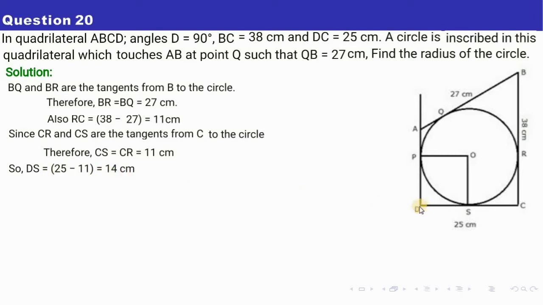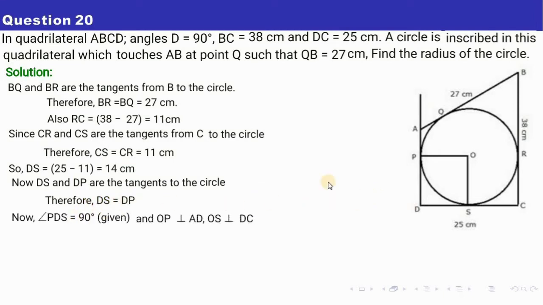Now from D there are two tangents if you see properly, that is DP and DS, and both will be of equal length. So that's why DS and DP are equal and both will be equal to how much? 14 centimeter. Okay, now we know that angle D is 90 degree, right? It is given that angle D is 90 degree, that is PDS, I can call it, right? So PDS is given to be 90 degree.